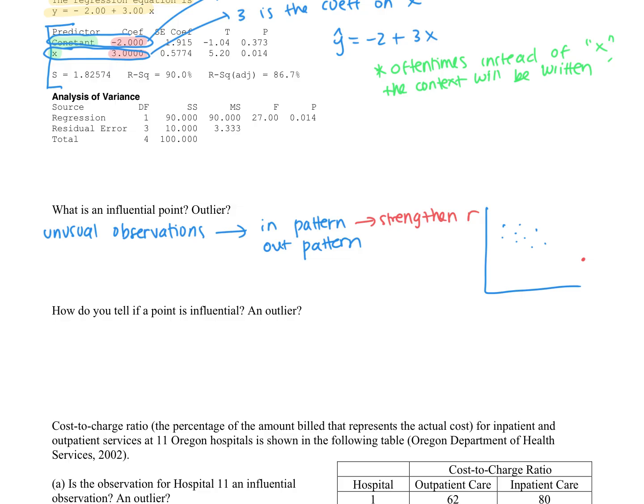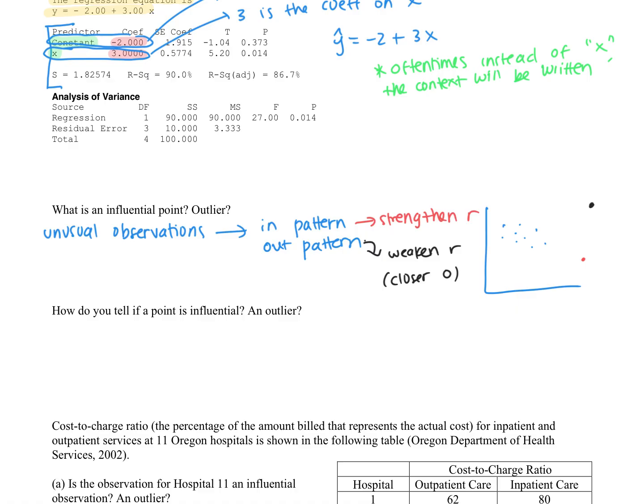If I put a point over here instead, that is unusual because it's far off, and also it doesn't follow the pattern, what is that going to do? Take r closer to 0. Yes, it's going to weaken r, get r closer to 0.